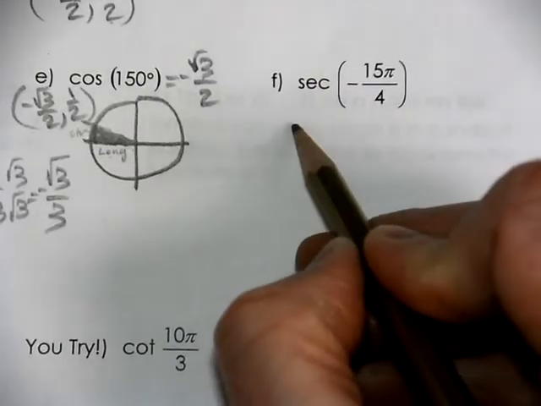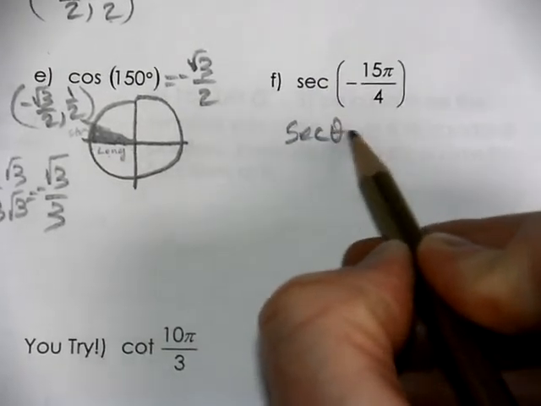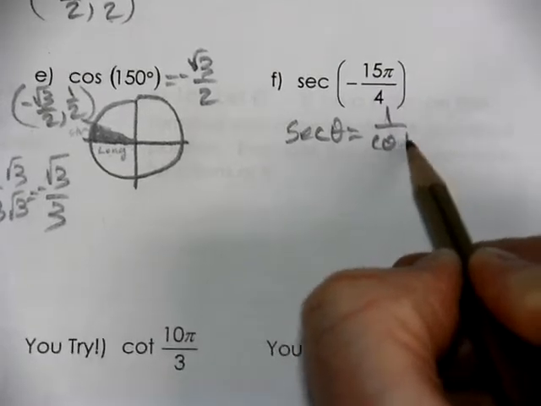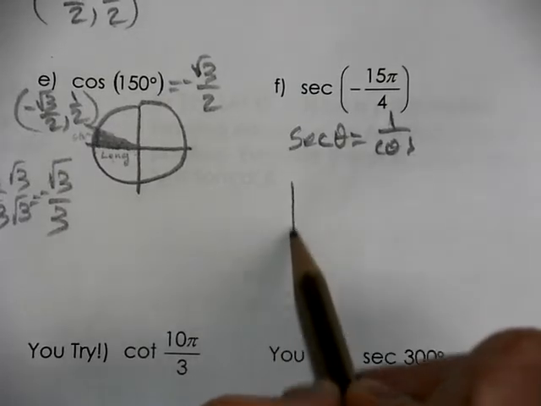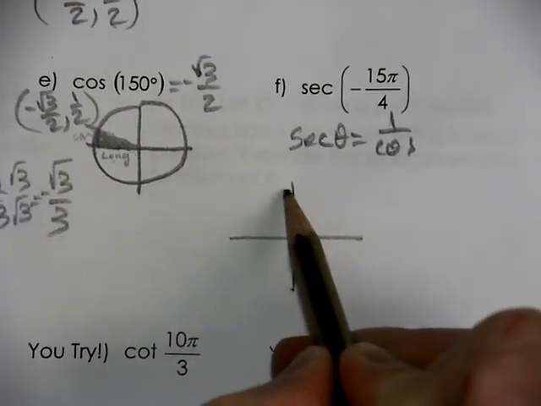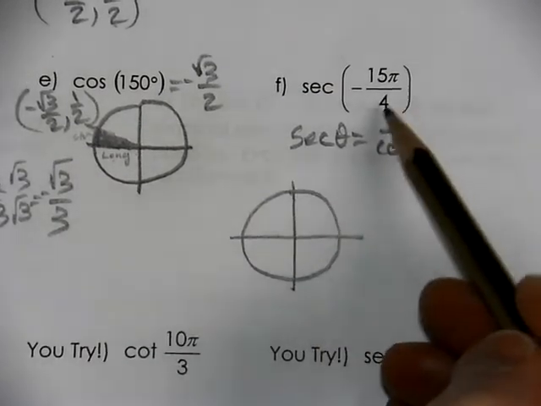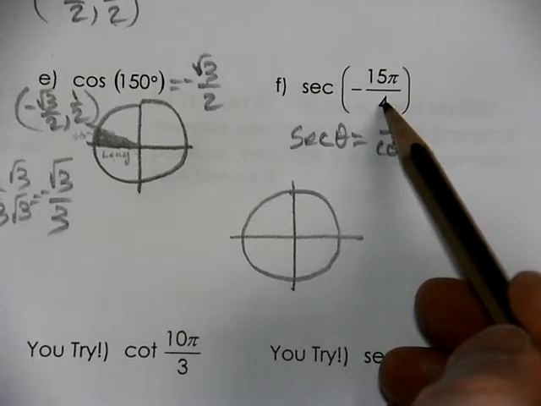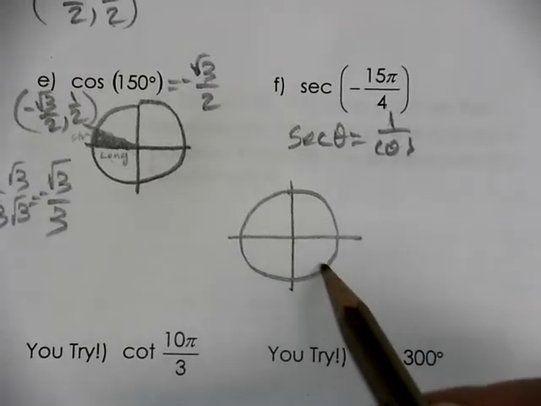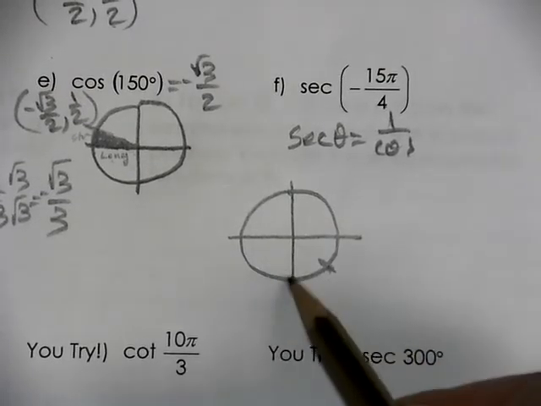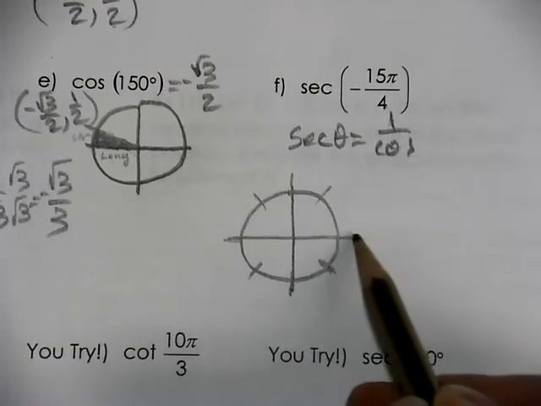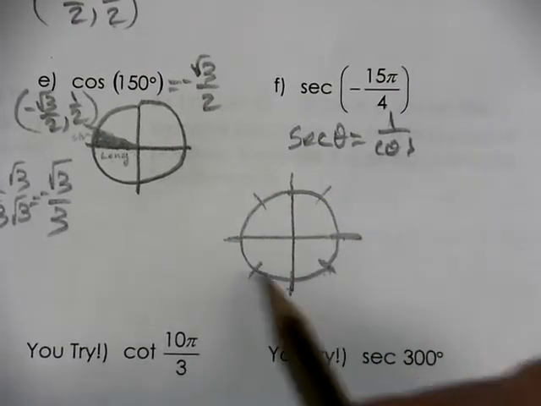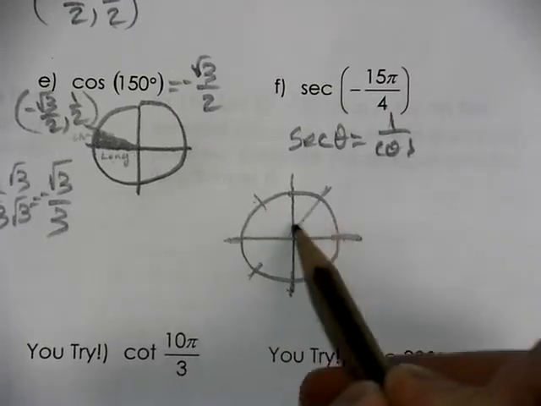Secant. Well, one thing we know for sure is that secant of any angle is 1 over the cosine. So we need to know what the cosine is at this spot. Well, we got to figure out where this spot is at. Realize that we have a 4, so that means we're breaking pi into 4 equal parts, which is like going by 45s. So there's 1/4, 2/4, 3/4, 4/4, 5, 6, 7, 8, 9, 10, 11, 12, 13, 14, 15.